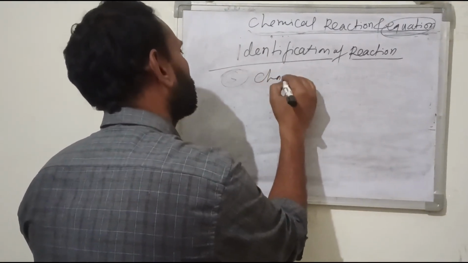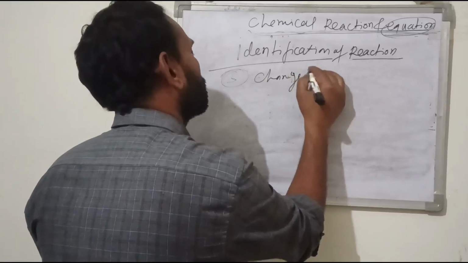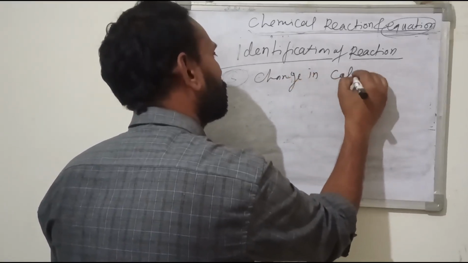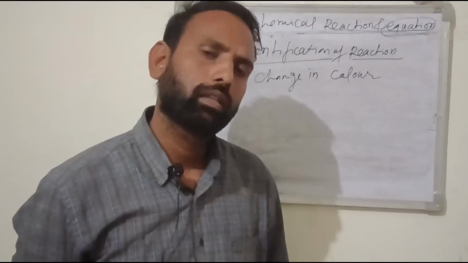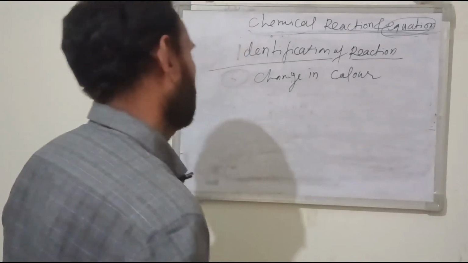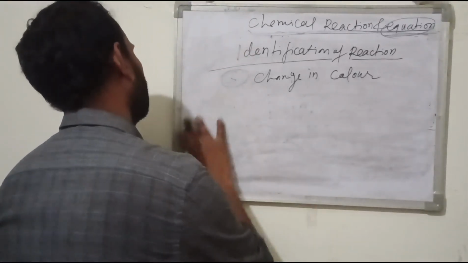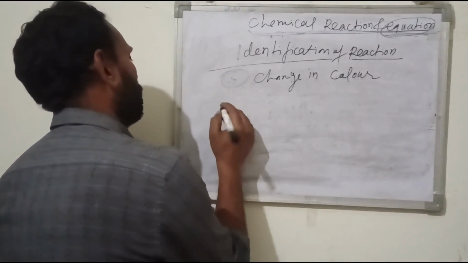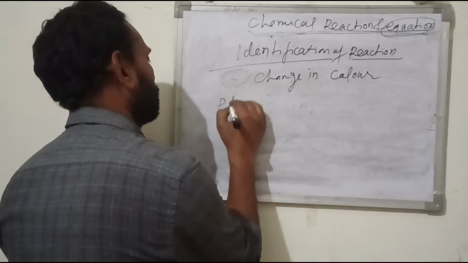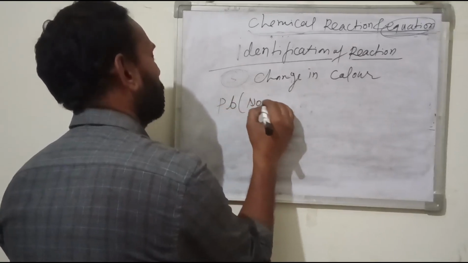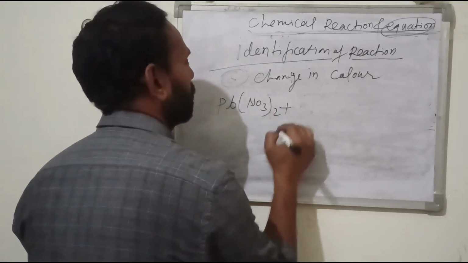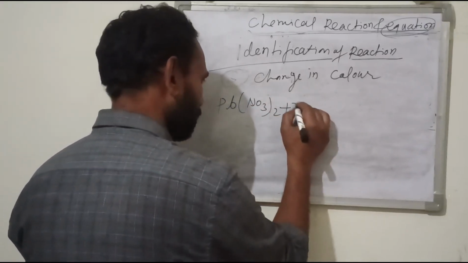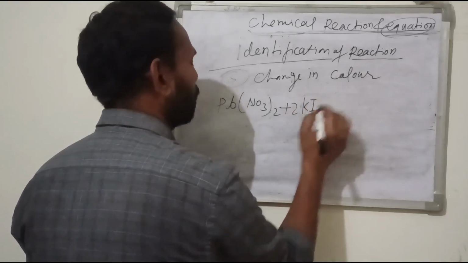Change in color. Any place where color is changed, you can say a chemical reaction is going on. You can take one example, okay, lead nitrate, Pb(NO3)2, lead nitrate reacts with potassium iodide.